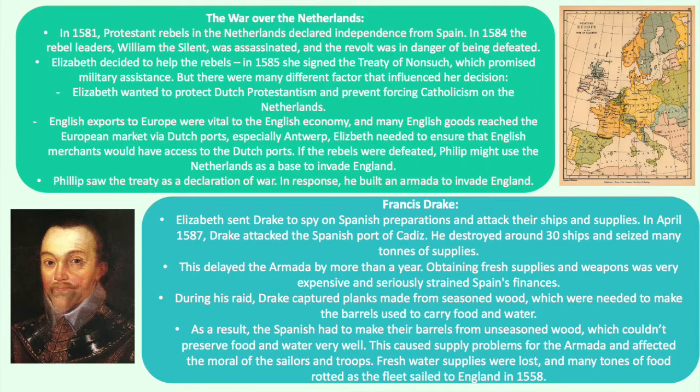Philip saw the Treaty of Nonsuch as a declaration of war by England. In response, he began building a huge fleet that was planned to invade England. Elizabeth sent Drake to spy on the Spanish preparations and attack their ships and supplies.